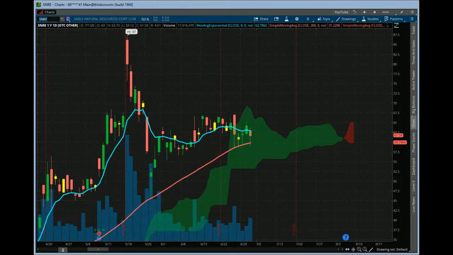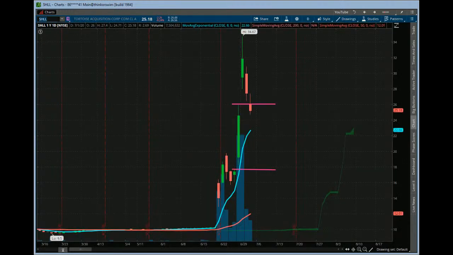Awesome, good stuff. SHLL. Yeah, so we looked at this one right here. A little bit of pullback from yesterday, right? So these ones that give these big moves, these crazy parabolic moves up, once you get a red candle on it, it's almost like a perfect shorting opportunity.